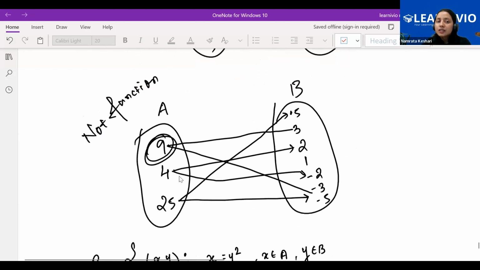Okay, here in this relation 9 has one of the images as 3, and 9 also has one of the images as -3. This is a relation, but this is not a function. We will take a few more examples and check that. So these are the criteria to be a function. Every element must have an image, and one input cannot generate two different outputs. That is the condition. Now let me take one more example.